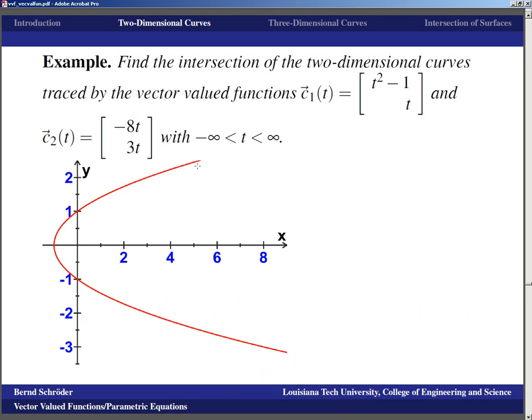Here is c1. It really is a parabola that opens to the right, and we can also plot this, which really ends up being a straight line, and you would do that, of course, with a plotter that plots parametric curves. And you can see that the intersection points really are negative 8/9 and 1/3, and 8 and negative 3.